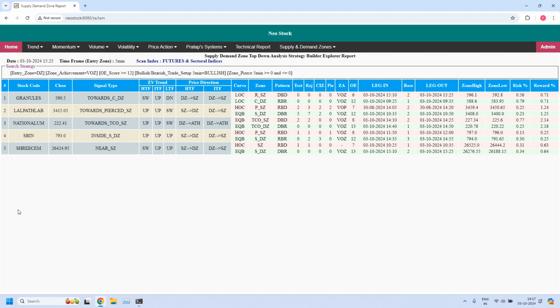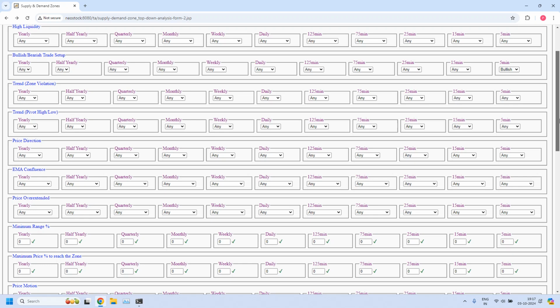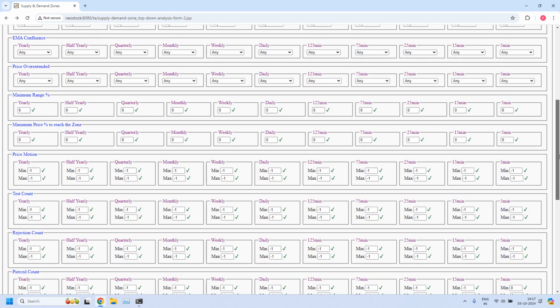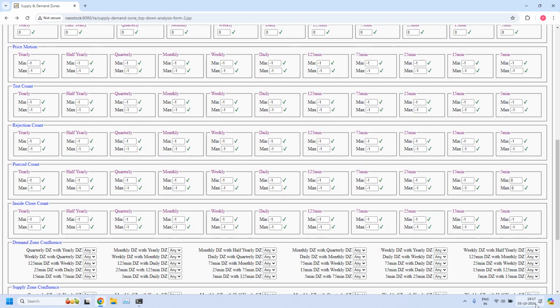Out of these 5, how many are having ITF confluence? That means the 5 minute zone should be part of the 15 minute zone. 5 minute demand zone and 15 minute demand zone confluence. Let's verify. In the demand zone confluence, I am enabling the filter 5 minute demand zone with 15 minute demand zone.